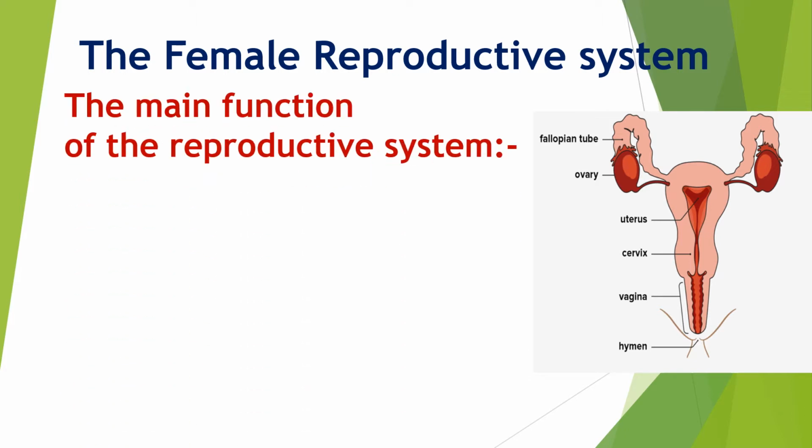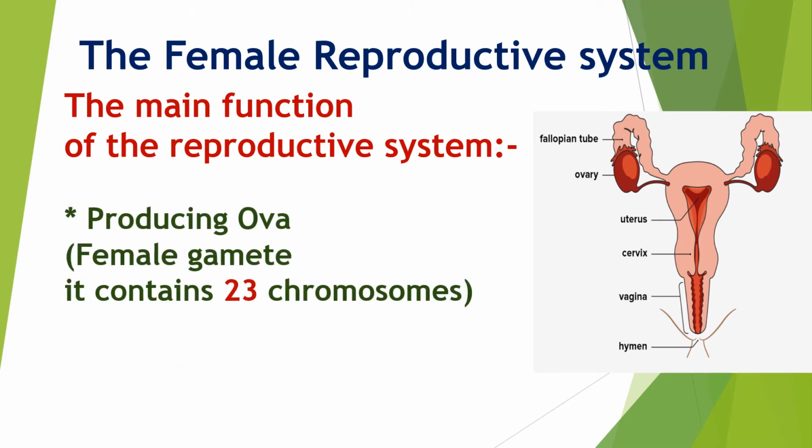We will see the main function of the female reproductive system and the female organs and the function for each one of them. The main function of the female reproductive system: producing ova. As we said before, the main function of the male reproductive system is producing sperm, and the sperm is considered a gamete cell that contains 23 chromosomes. Also the ova is considered a gamete cell in the female that contains 23 chromosomes.